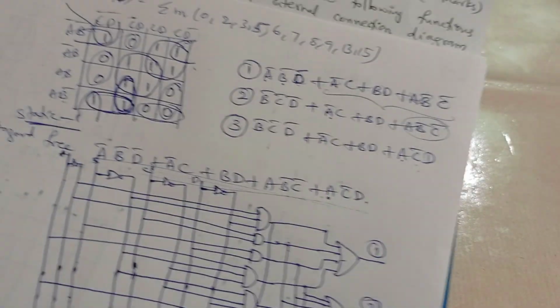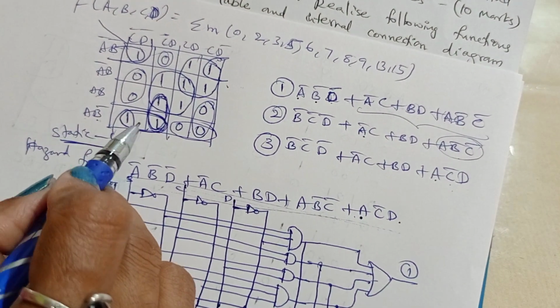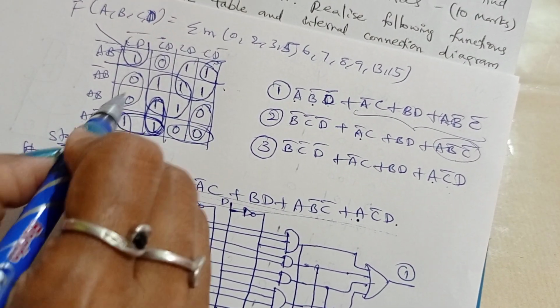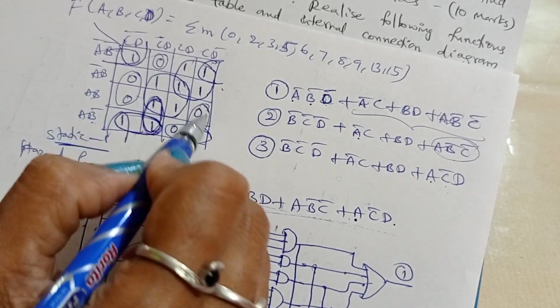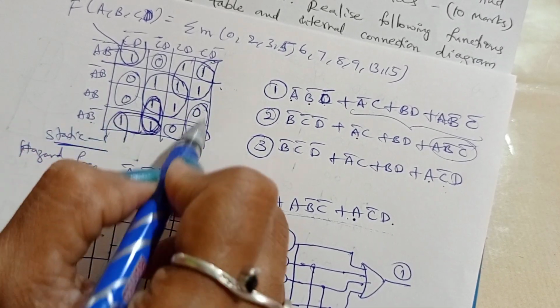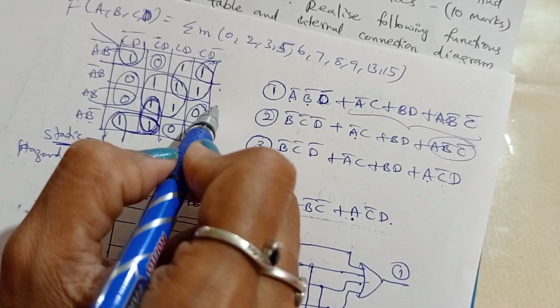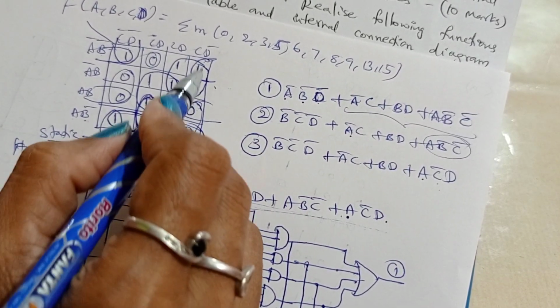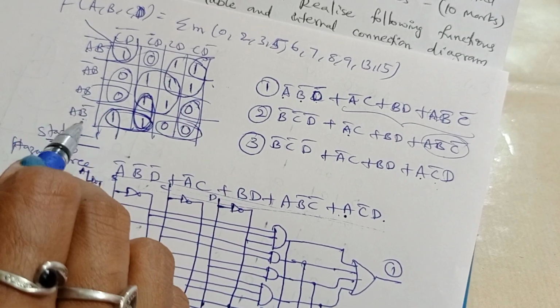Same as next, again one more hazard. We'll see that one more hazard. That is, instead of pairing these two with this pair, we can pair this. That means this pair, that is A C D bar, means A C D bar.